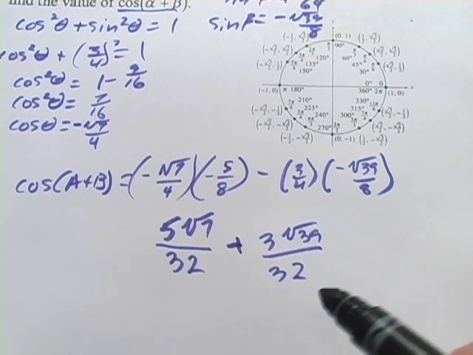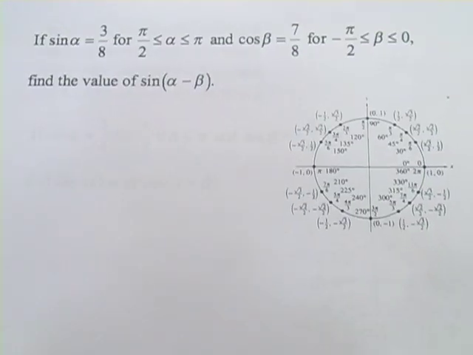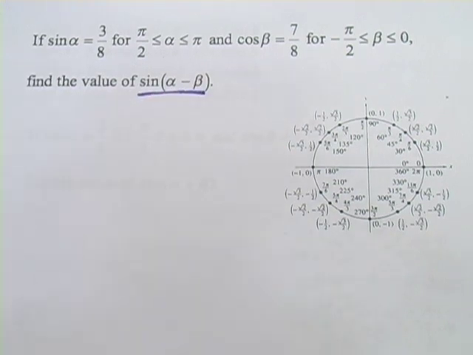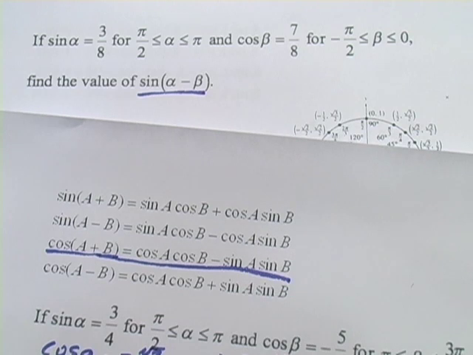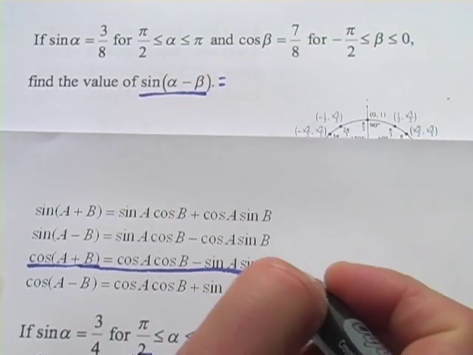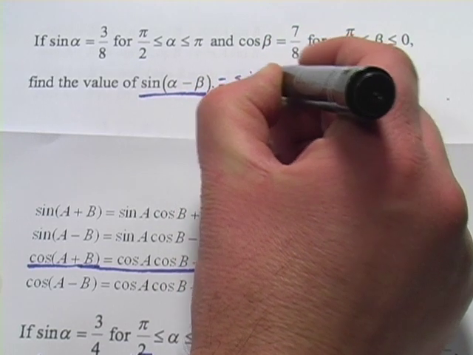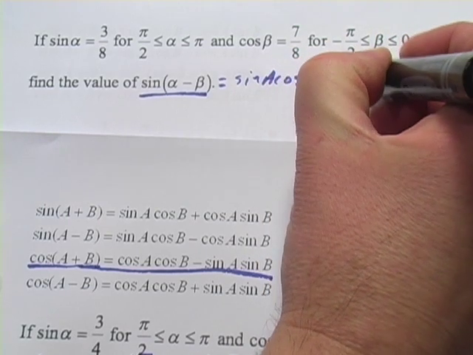Let's try one more of these just so we've got it down. Okay. So in this one, you can see we're trying to find the sine of alpha minus beta. So the formula we're going to use, let's bring that out here, is the sine of a times the cosine of b minus the cosine a sine of b. So let's write that down so we don't forget. So sine of alpha minus beta equals sine a cos b minus cos A sine B.